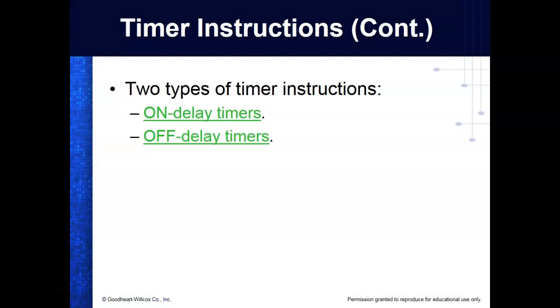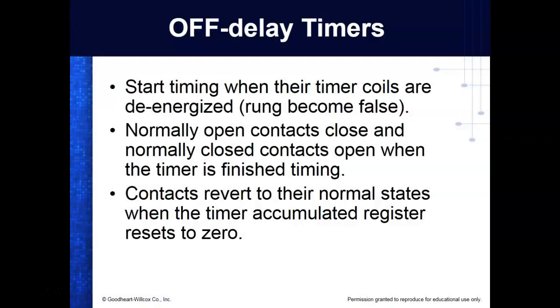Two types of timers, on delay, off delay. We already know that. Off delays. When does off delay start timing? When the rung becomes false. So this is an output instruction, so our timers are output instructions. So where do they go at? They'll go on the right, right? So here's L2, your timers will come over here.